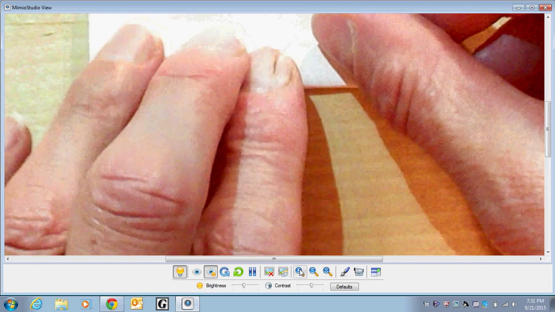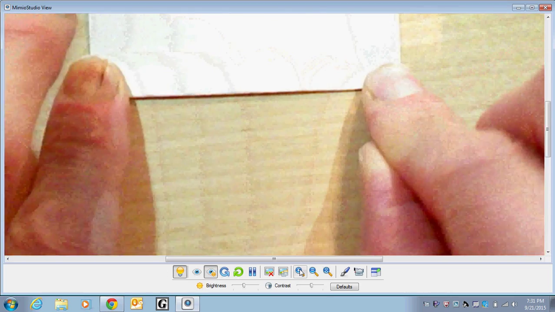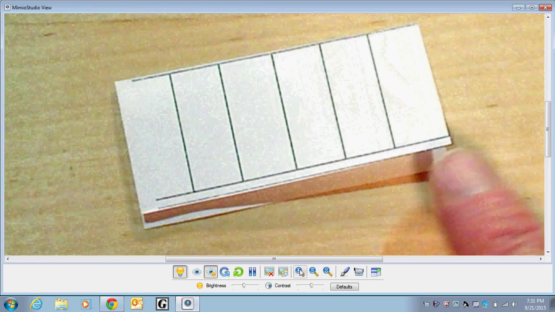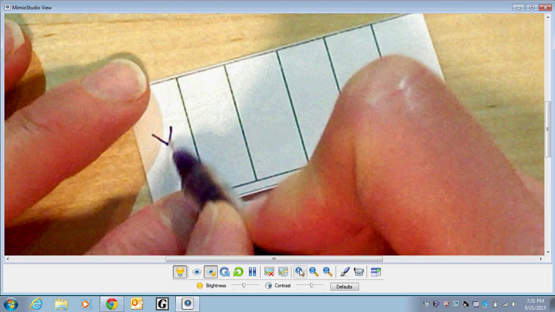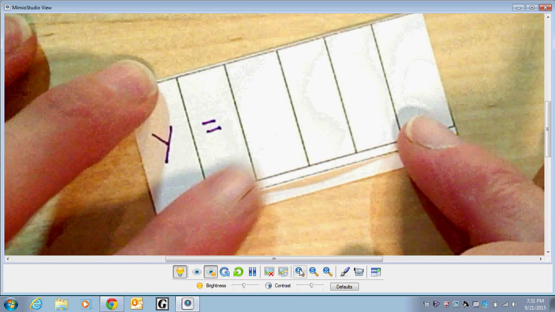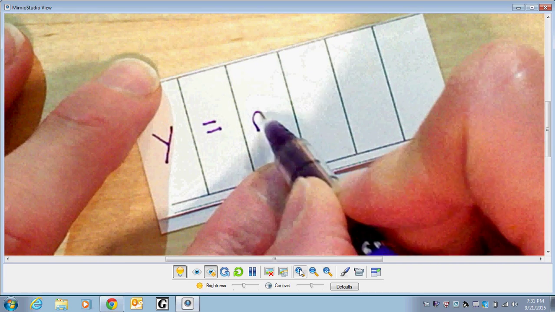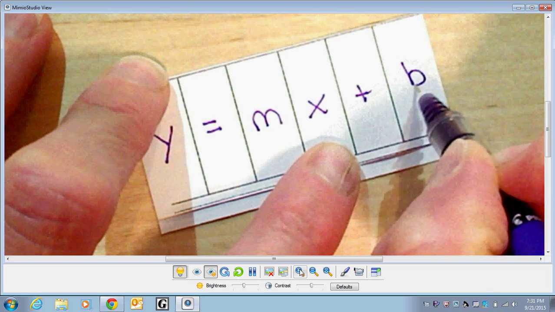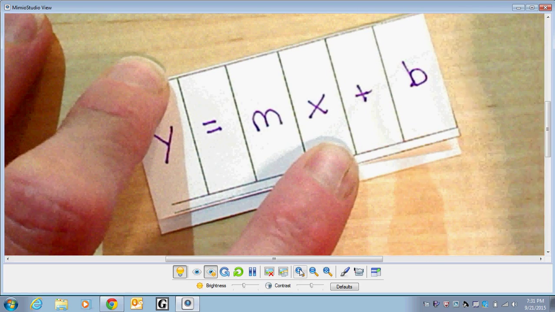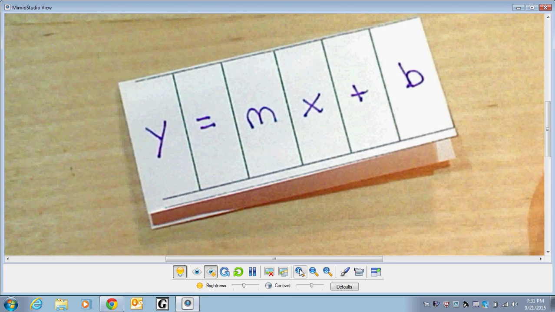And then we're going to take this other paper and fold it along that line. Put a crease through there. So now we have all of our tabs showing. And we're going to write slope-intercept form. So that would be y equals, and then I'm going to write m for slope, x plus b.